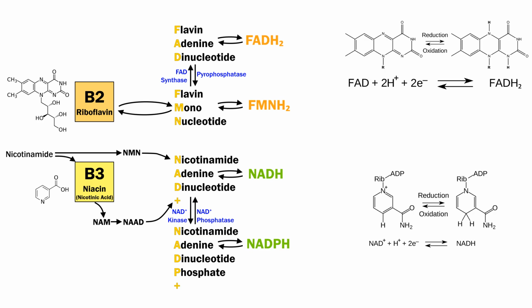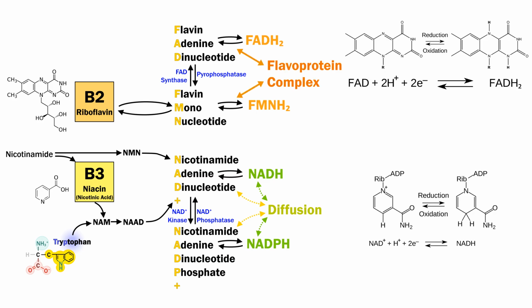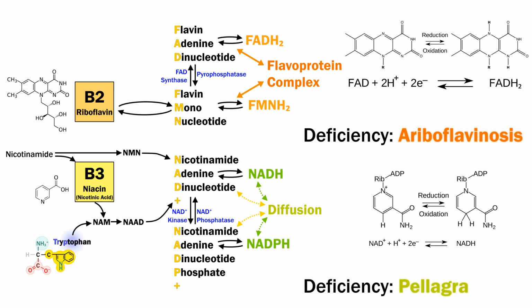Nicotinamide can serve as a prodrug for niacin or be metabolized to NAD via a different pathway. Tryptophan, the essential amino acid, can also be metabolized to NAD. The clearest distinction between B3 cofactors and B2 cofactors is that B3 factors are soluble and diffuse between different sites, acting as shuttles for electrons between different redox reactions. FAD and FMN function as part of protein complexes, typically for one reaction or a coupled reaction. B2 deficiency is rare and causes a syndrome called ariboflavinosis, while B3 deficiency causes pellagra.